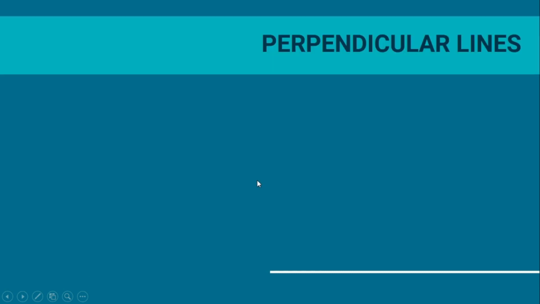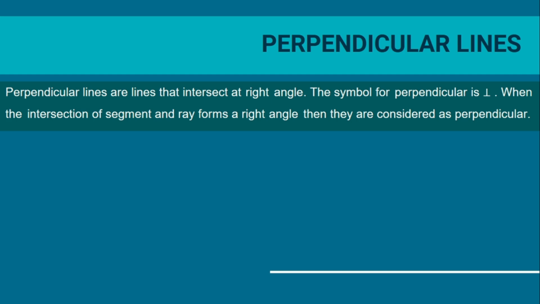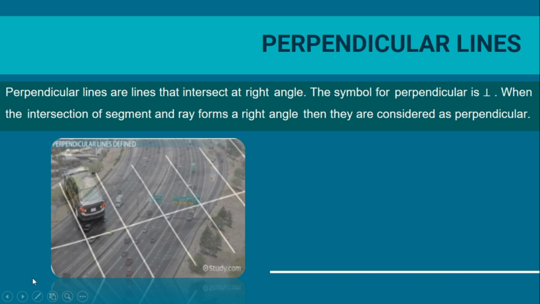So, perpendicular lines are lines that intersect at right angle. So, kabaligtaran naman siya ng parallel. If ang parallel ay hindi nag-intersect, these perpendicular lines are lines that intersect at the right angle. So, hindi lang basta nag-intersect, okay? It intersects at the right angle. So, the symbol for perpendicular is this one. So, when the intersection of segment and ray forms a right angle, then they are considered as perpendicular, just like this example.